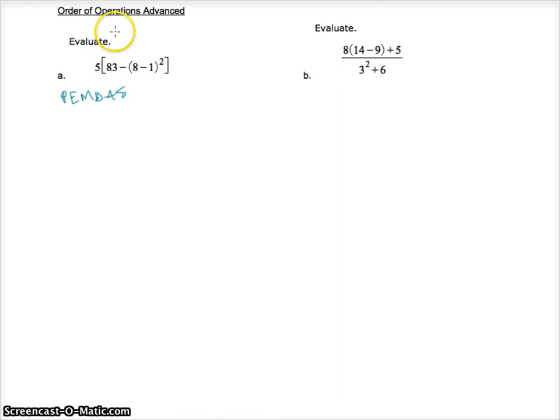So the first thing I have is a set of parentheses, which means I need to work inside that parentheses. So let's look. I have 83 minus, but look here, I've got more parentheses, so I have to do that first. So first I'm going to start by solving 8 minus 1. So I'm going to have 5 parentheses, 83, minus, well, I have 8 minus 1, which is 7, squared.